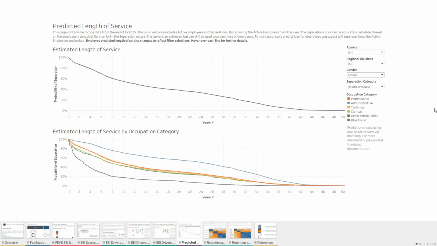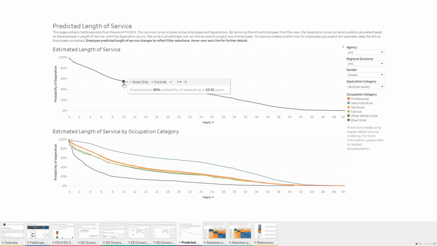The top graph might be of interest to managers and directors, helping them plan what their workforce might look like in a few years. So in 10 years here, an employee has a 45% probability of separating. You might want to apply that to your teams. You might be losing close to half of your team in 10 years. So what are you going to do about your new hires? How are you going to plan for that?